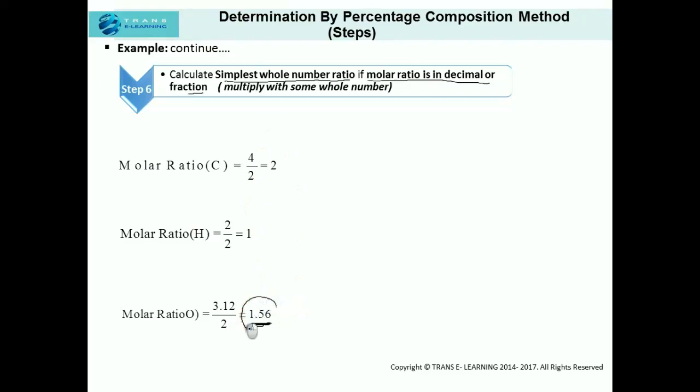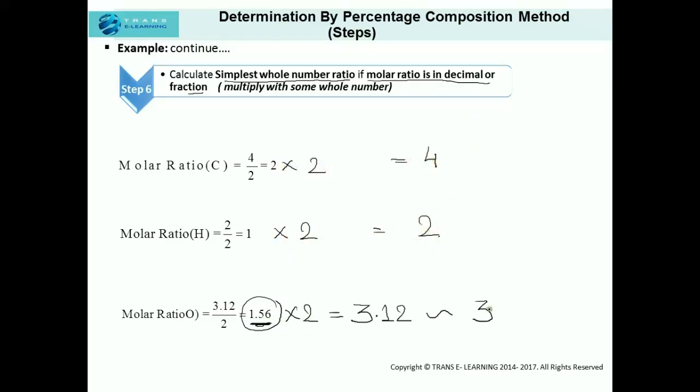But this is in decimal or fraction, so we need to convert it into a whole number. We will do it by choosing a number so that it becomes whole. This is roughly 1.5. So if I multiply this by 2, it will come out to be a whole number, 3. In this case, approximately it will be 3.12, which I can write as 3. So I have converted this decimal into a whole number by multiplying it by 2. I will do the same with the molar ratio of hydrogen also. This will come out to be 2, and the molar ratio of carbon will come out to be 4.